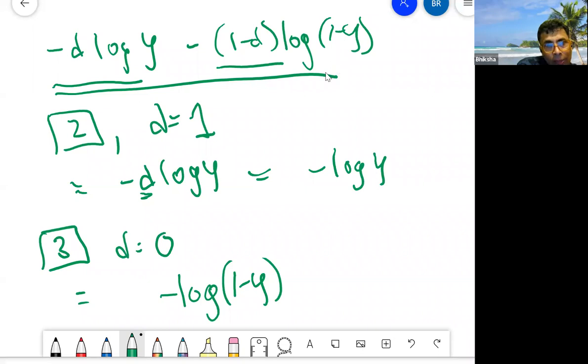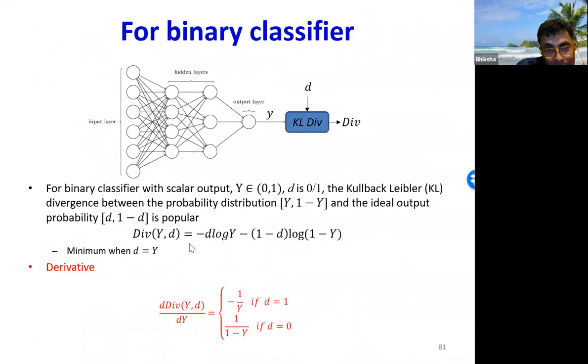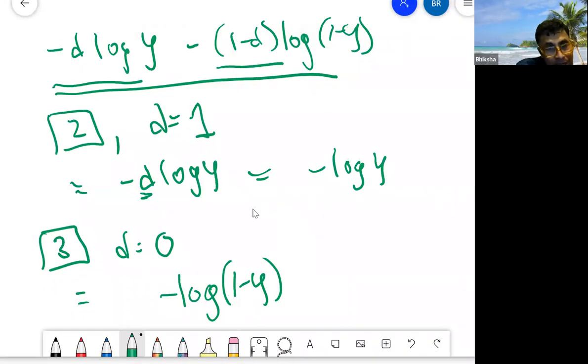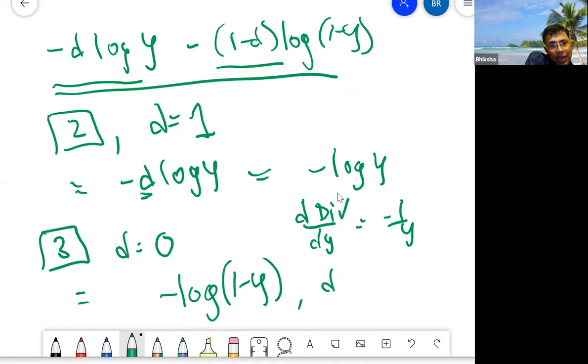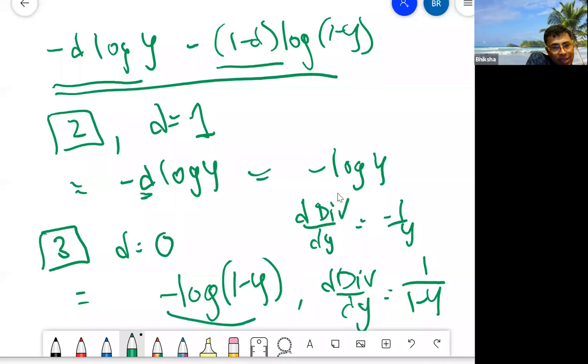And so this Kullback-Leibler divergence is guaranteed to be positive when D is not equal to Y and 0 when D equals Y. And moreover, when you take a derivative, if I take the derivative of this Kullback-Leibler divergence with respect to Y, for an instance from the target class, the divergence becomes simply minus log Y. So the derivative of the divergence over dY is simply going to be minus 1 over Y. In this other case, the derivative of the divergence over dY is going to be 1 over 1 minus Y. It's just the derivative of this term.